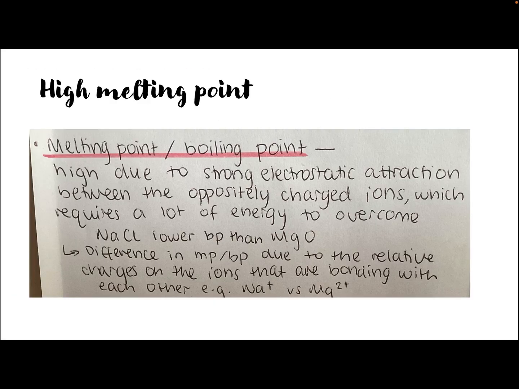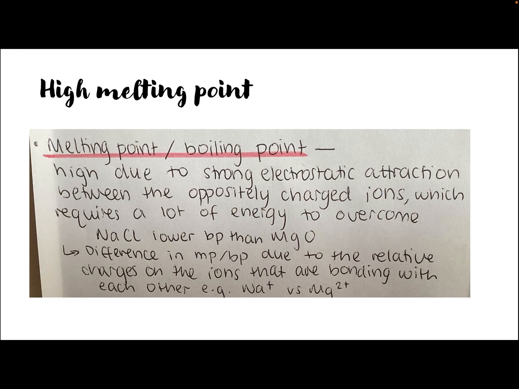So what is the melting point of ionic compounds? They have a high melting point and boiling point because of the strong electrostatic attractions between oppositely charged ions. This means lots of energy is needed to overcome the strong electrostatic forces of attraction. And the differences between melting points in compounds is to do with the charges of the ions.